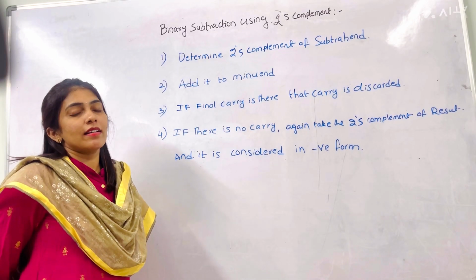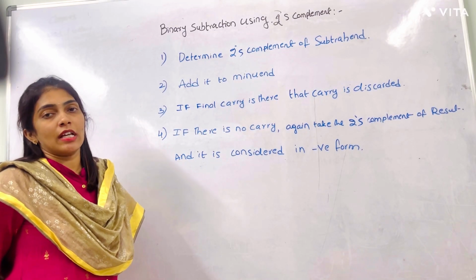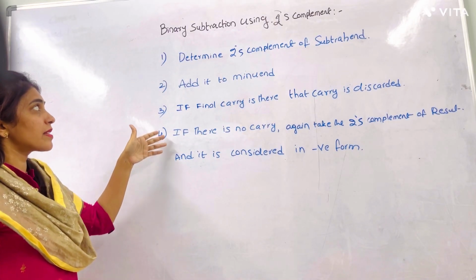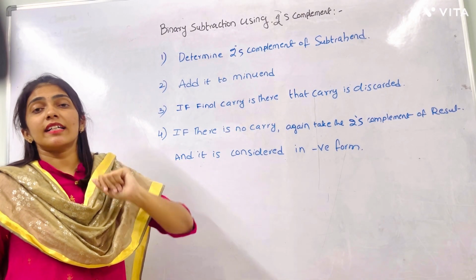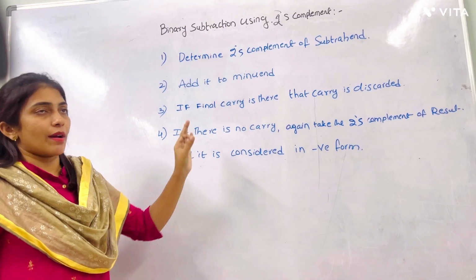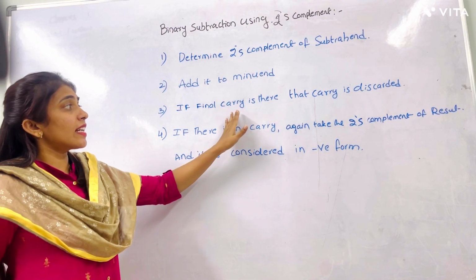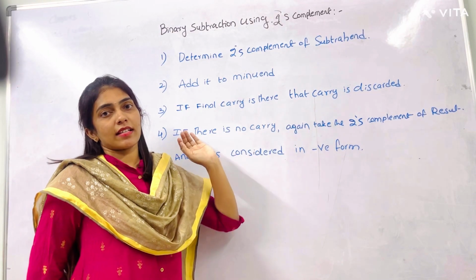And next topic is binary subtraction using 2's complement. Here we need to follow these 4 steps. First step is determine 2's complement of subtrahend, add it to minuend. If a final carry is there, that carry is discarded.